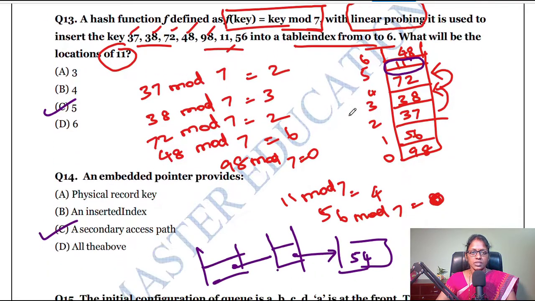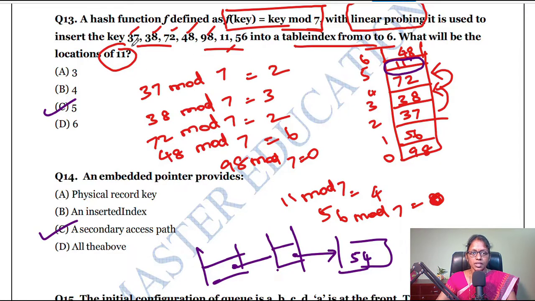The next question is: a hash function f is defined as f of key equal to key mod 7. This is the hash function with the linear probing technique. It is used to insert the keys 37, 38, 72, 48, 98, 11, 56 into a table indexed from 0 to 6. So what will be the location of 11?